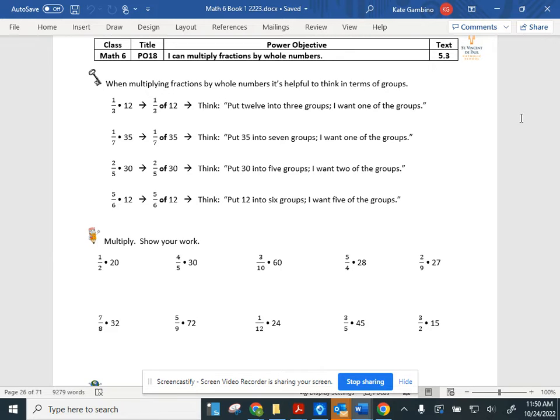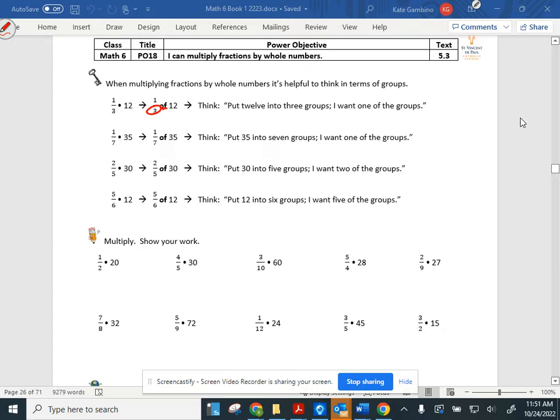So when multiplying fractions by a whole number, it's helpful to think in terms of groups. So if we have 1/3 times 12, it's the same as saying 1/3 of 12. So think: put 12 into 3 groups. I want one of the groups. So if we have 1/7 times 35, it's 1/7 of 35. So think: put 35 into 7 groups. I want one of the groups.